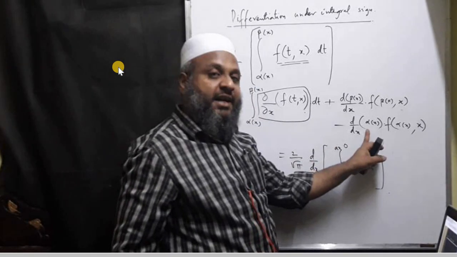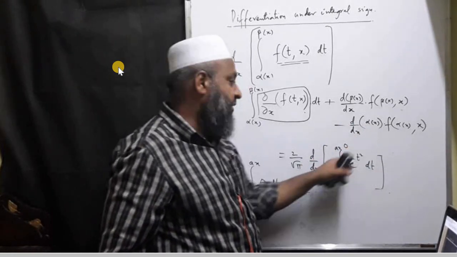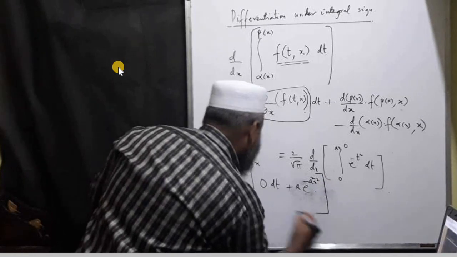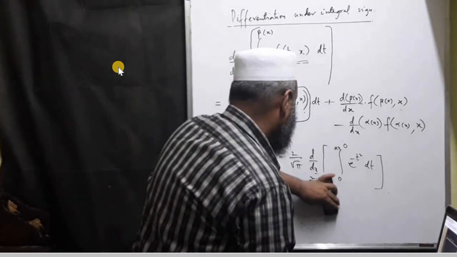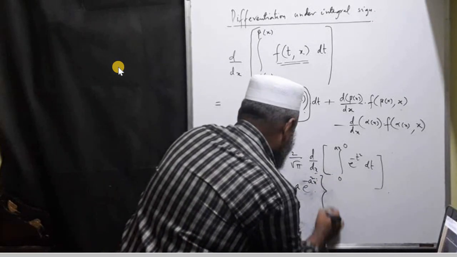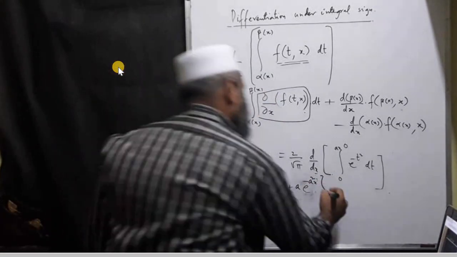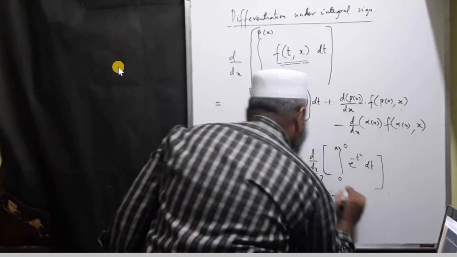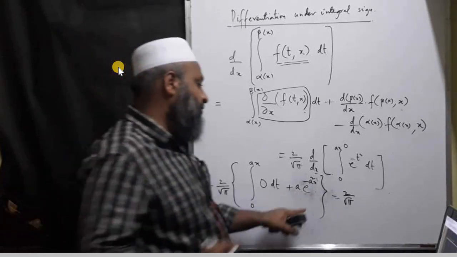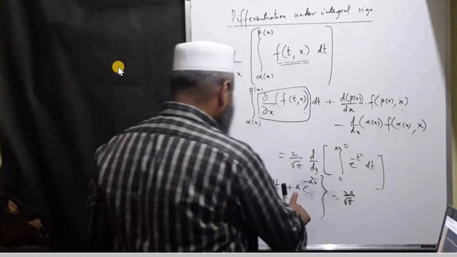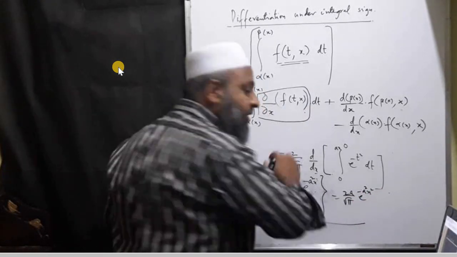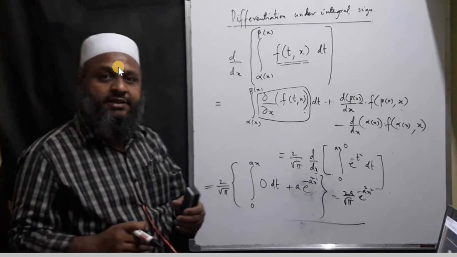Now next second term is d by dx of the lower limit. Because lower limit is 0, that comes 0. So the matter ends here. Now let us simplify this. That is 2 by root pi. This is gone. So what is remaining now? It is just this one. So it is 2a by root pi e to the power of minus a square x square. So we have proved this one. It's a very important question.